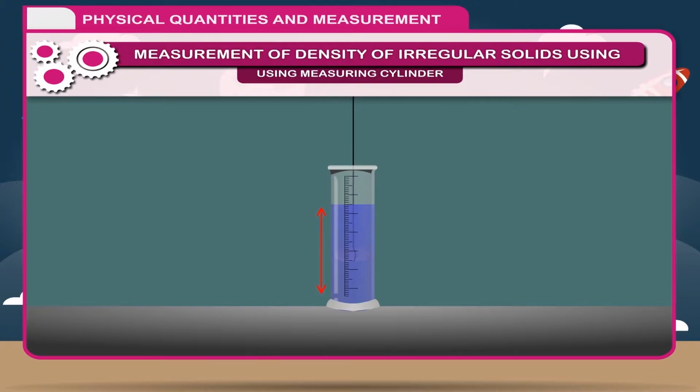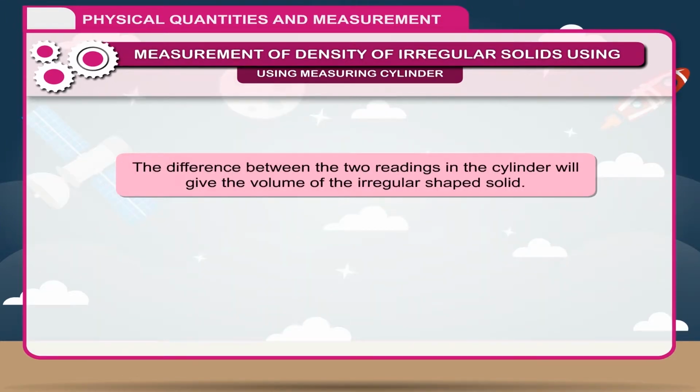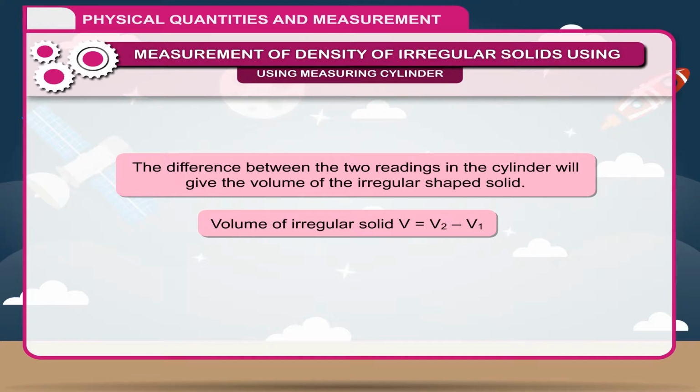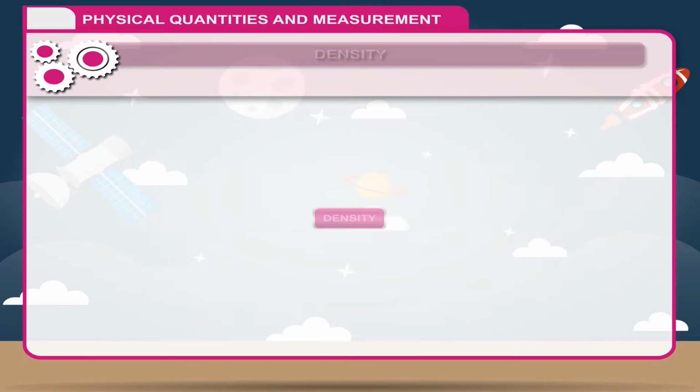The level of water in the measuring cylinder rises up. Note the new level of water in the cylinder again. Let it be V2. The difference between the two readings in the cylinder will give the volume of the irregular shaped solid. That is, volume of irregular solid V is equal to V2 minus V1. Density of irregular solid is equal to M divided by V2 minus V1.